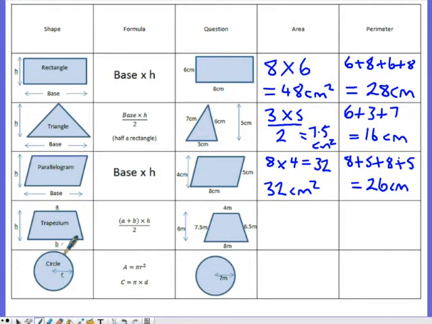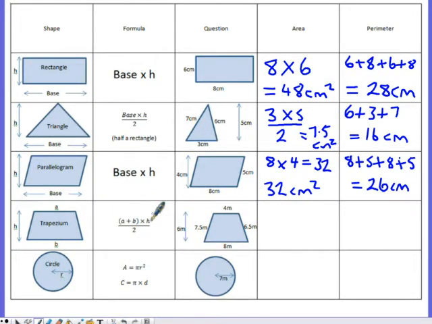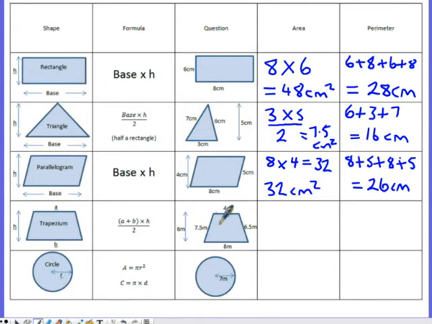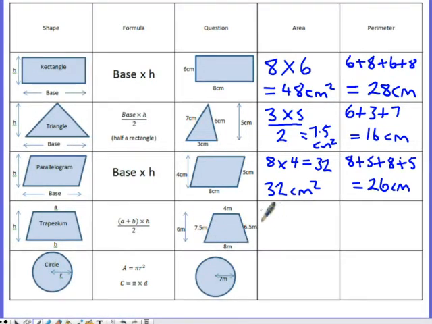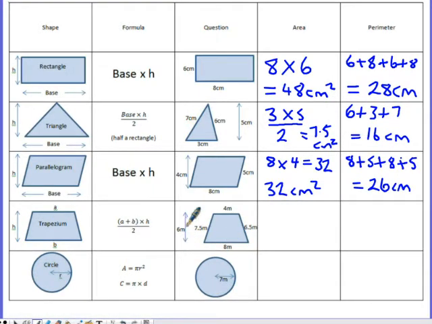To work out the area of a trapezium, we need to use this formula here. Now it looks a lot trickier than it is. What it's saying is this: the two sides that are parallel to each other, so in our example the 4 and the 8, they're parallel because they'll never meet. We need to add them together first, then times it by the height. The height is the distance between them, which if you look in this example is 6, and then whatever your answer is, divide it by 2.